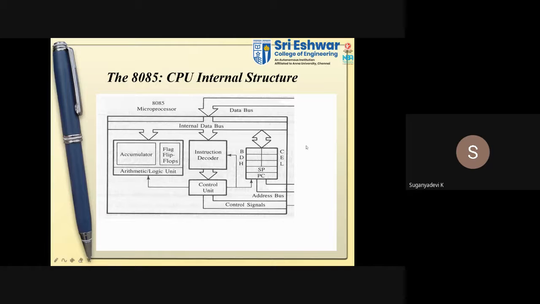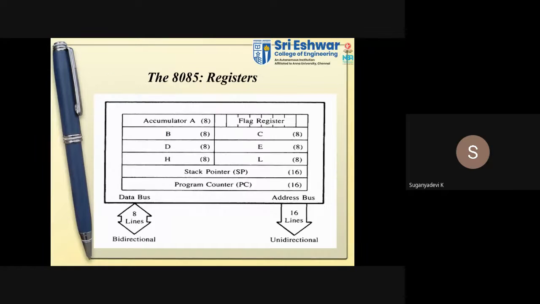And next here we have the same registers B, C, D, E, H, L. All are 8-bit registers, along with the stack pointer and program counter. The things we have seen in the architecture are given here as the internal structure. Here we have 8-bit bidirectional lines. Here we have 16 lines that are unidirectional, because they carry only addresses. So we have A0 to A15 in my 8085.